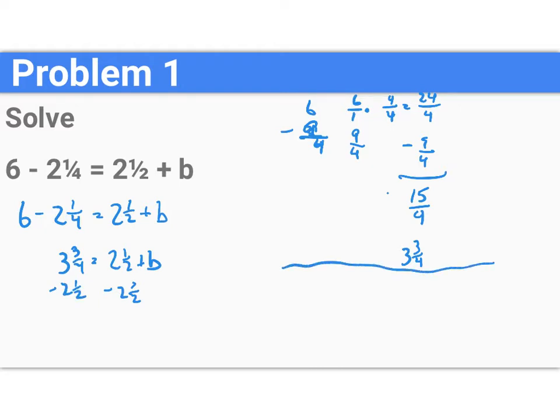I'm going to do this down here. 3 times 4 is 12, plus 3, 15 over 4, minus 5 halves, multiplied by 2 over 2, equals 10 over 4. 15 over 4 minus 10 over 4 gives us 5/4, which equals 1 1/4. So B equals 1 1/4.